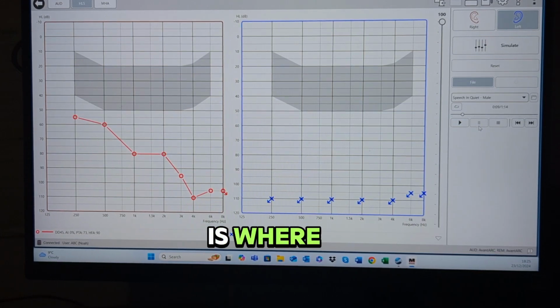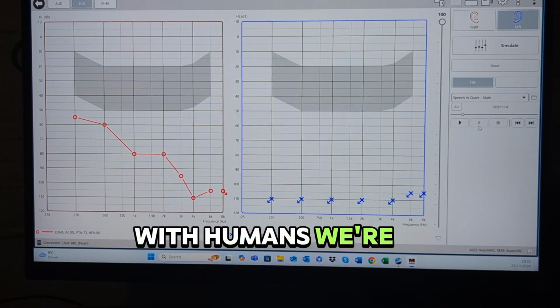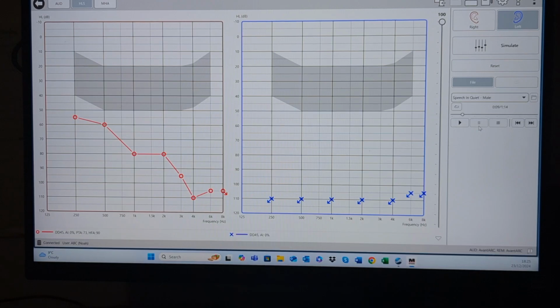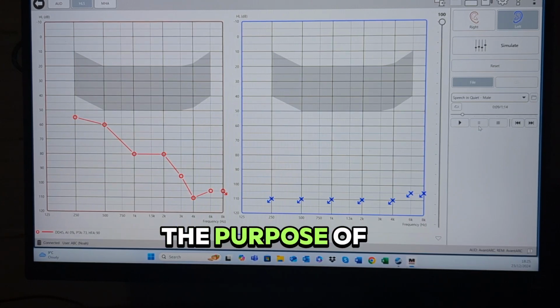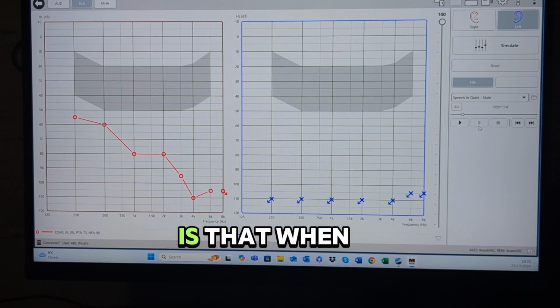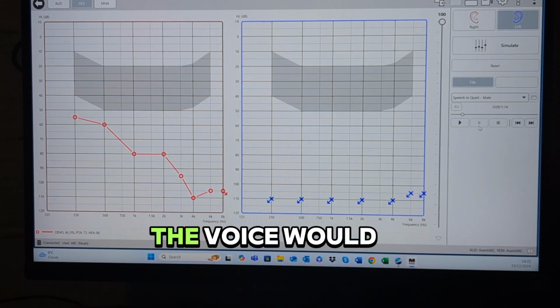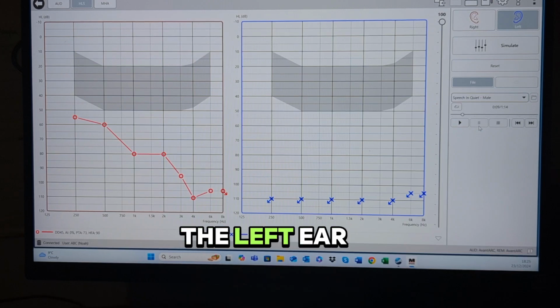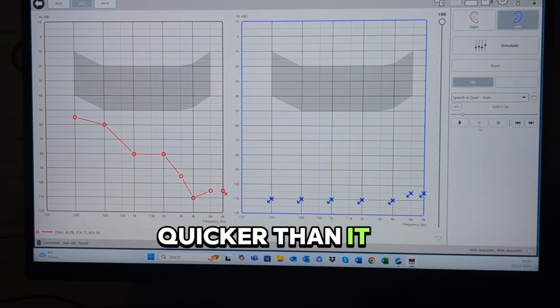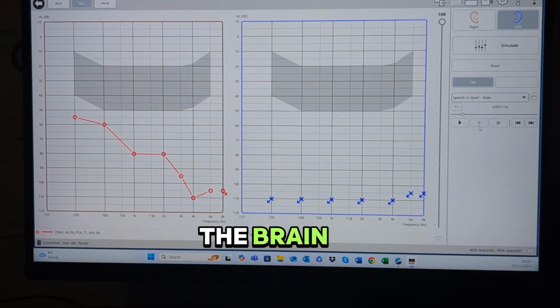Directionality is where, with two eyes, with humans, we're able to have 3D vision. When you have one eye, we're only seeing things in 2D. With ears, one of the purposes of having two ears is that when somebody talks to you from your left side, the voice would reach your left ear quicker than it reaches the right side, and then the brain can work out the direction of where that sound is.